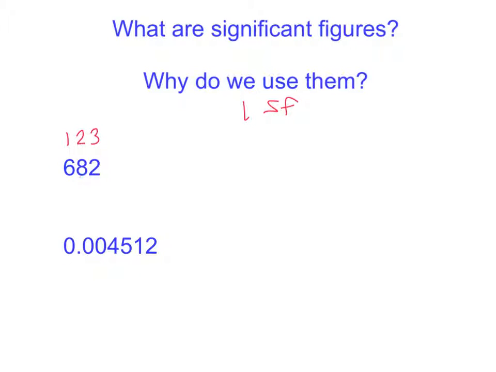I check the next one over. Because it's an 8, the 6 increases to a 7. The other digits go to 0. In this example, one significant figure is the same thing as rounding to the nearest 100.